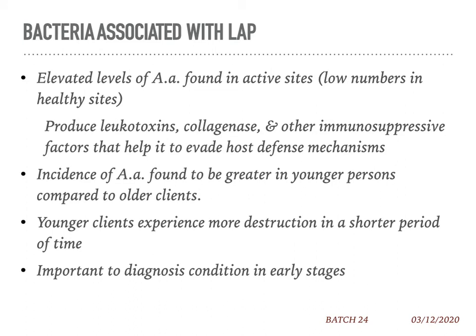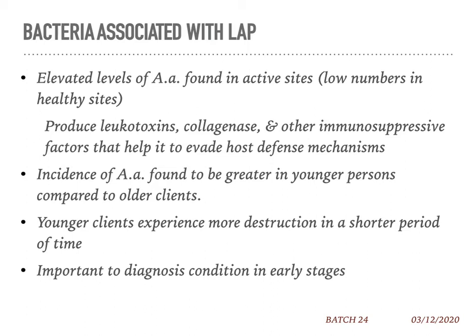Bacterial association. Why are we saying bacterial association? Because most often we find Aggregatibacter actinomycetemcomitans in the sites involved with localized aggressive periodontitis. So there will be elevated levels of AA found in active sites when compared to healthy sites. There will be a very small number of AA in healthy sites compared to the active sites.